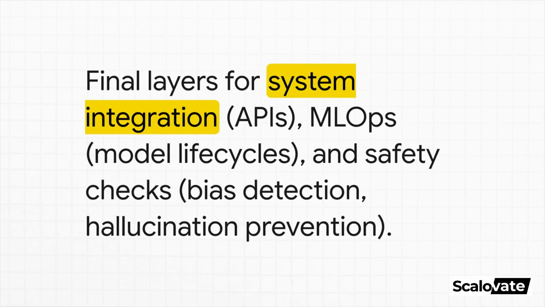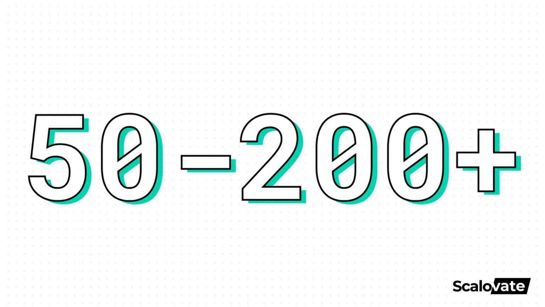And finally, at the very bottom, you have the layers that make it truly ready for the big leagues. This is stuff like integrating with other companies' software, managing the model's entire lifecycle, what the pros call MLOps, and crucially, putting in safety checks to prevent things like AI hallucinations, which is when the model just kind of makes things up. So when you add up all those hidden layers, what are we talking about? Somewhere between 50 and over 200 individual components. That is an incredible amount of complexity to build, connect, and maintain, all just to make one simple AI app work.